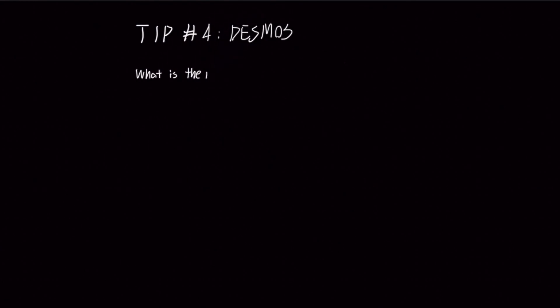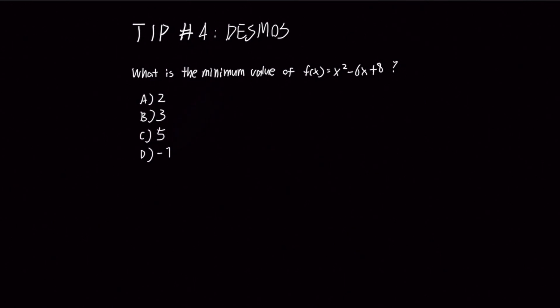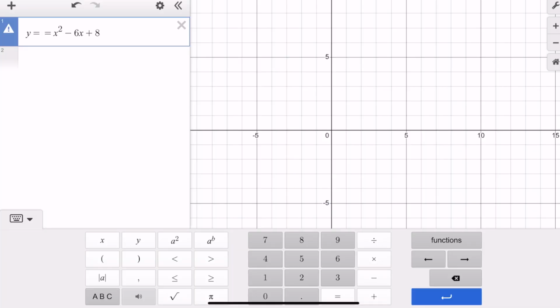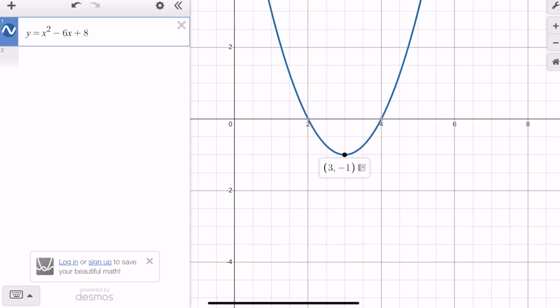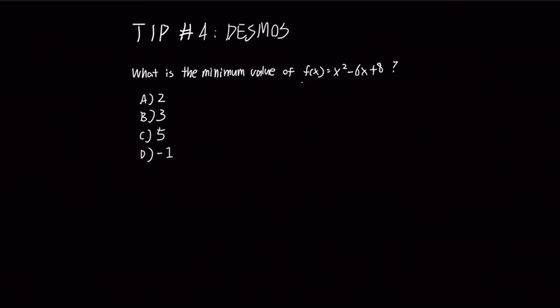Alright, one last example for Desmos, I promise. What is the minimum value of f of x equals x squared minus 6x plus 8? Now, because it's asking for the minimum value, we're going to have to look for the lowest point on the graph. Let's plug this equation into Desmos and let's find the lowest value here, which is (3, negative 1). And since the question is asking for the lowest point, we can assume it's asking for the y value, which is negative 1, so therefore our answer is D.